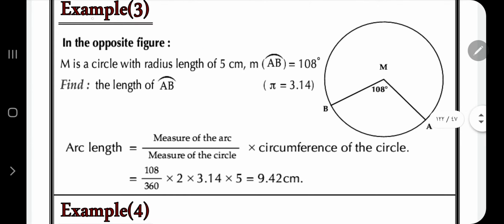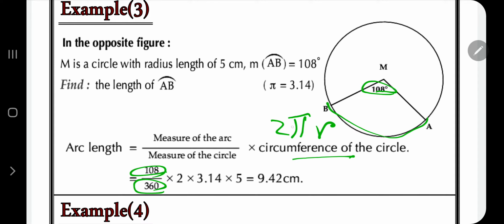For example, if I need to find the length of the arc AB, I will take the measure of the arc, which is equal to 108, over the measure of the circle, 360, multiplying 2πR, which is the circumference. Here π equals 3.14, R equals 5, which gives me 9.42 centimeters.